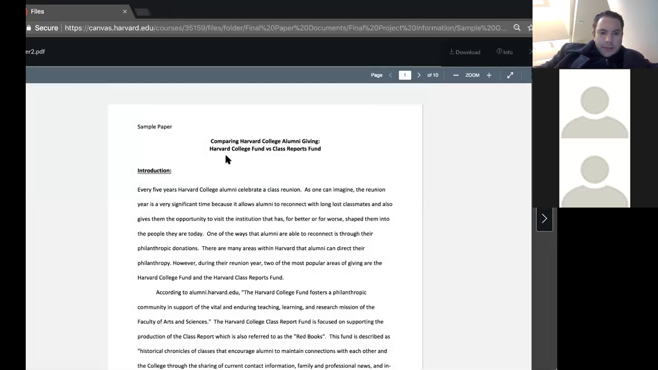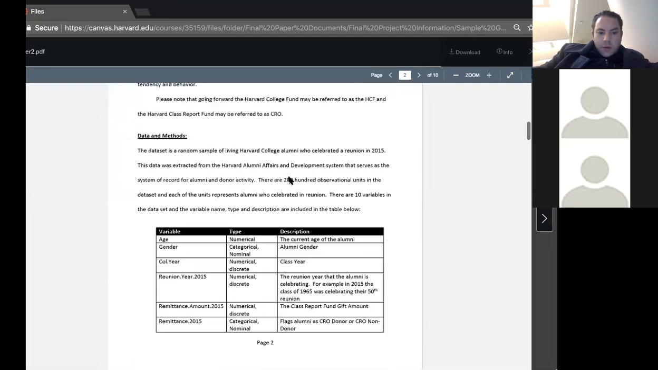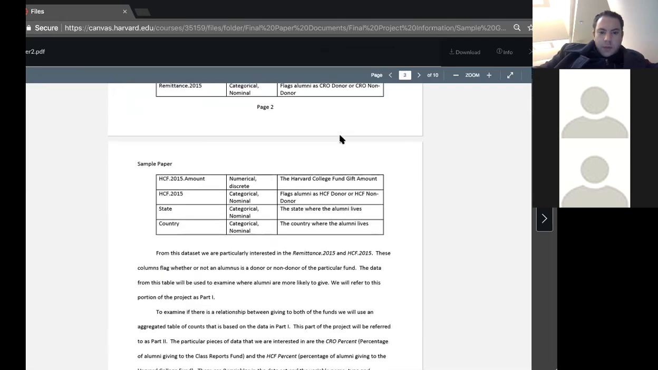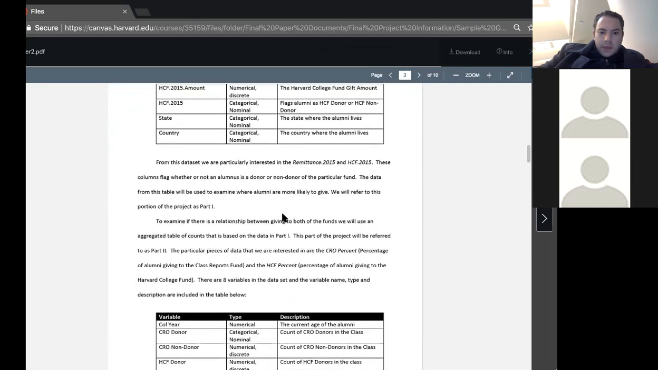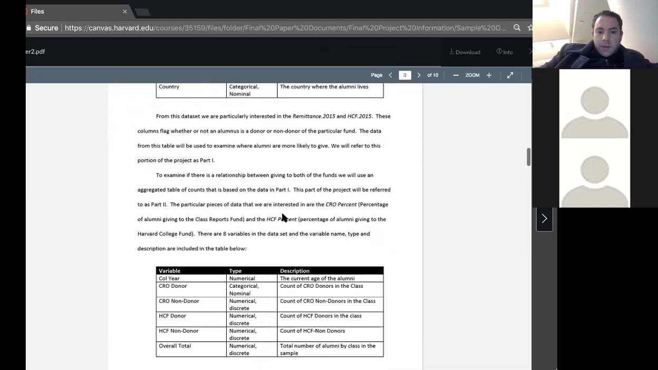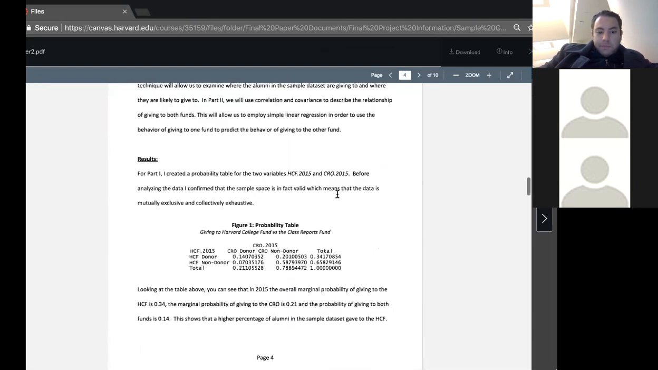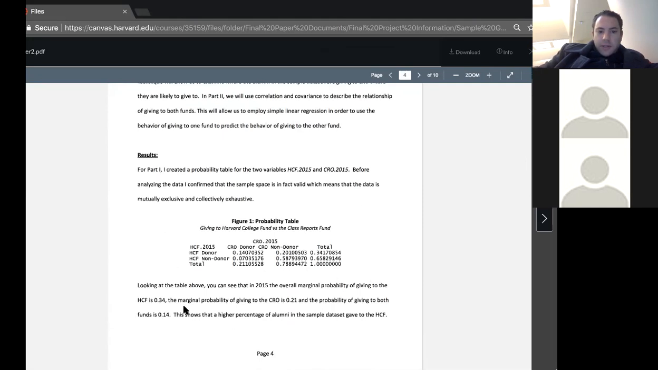This is an interesting paper. This is looking at alumni of Harvard College, looking at giving and donation. This is not a data set that we provided. The student actually found this data set from the Harvard Alumni Affairs and Development System. I'm not sure if this particular student worked in that department. It's definitely possible, or if that data set is available publicly. But an interesting question.